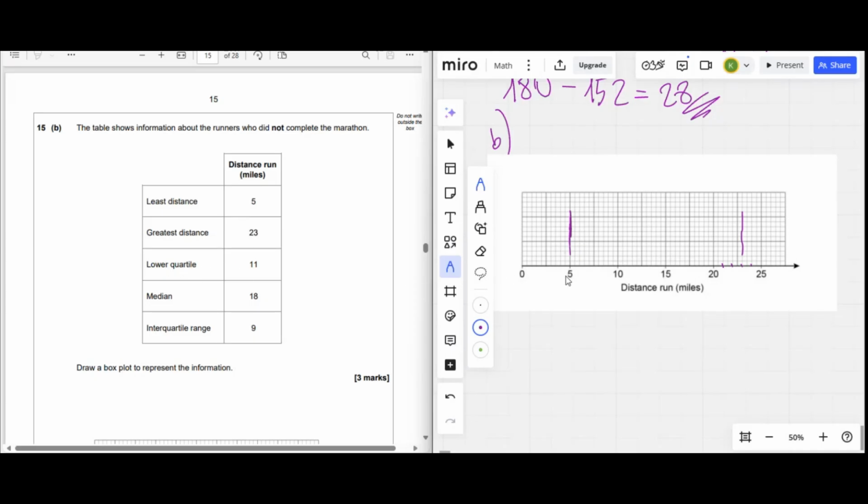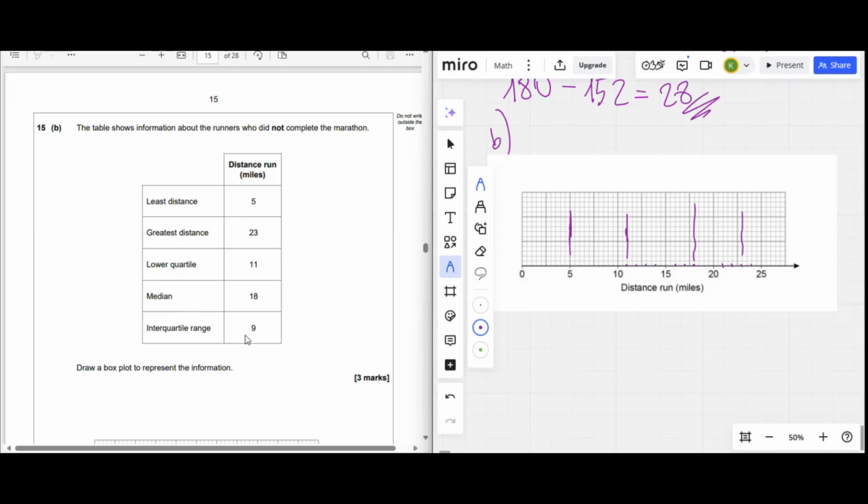We have lower quartile being at 11. And I think that will be there. 10, 11, 12, 13, 14, 15. Yes. So that must be here. Lower quartile. Here. We have median at 18. So 15, 16, 17, 18 will be there. There is a median.